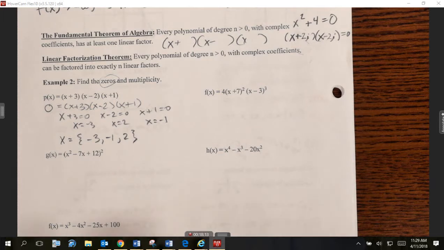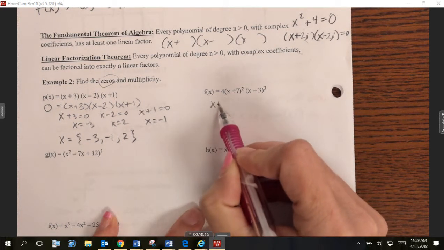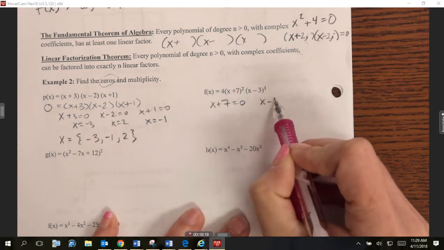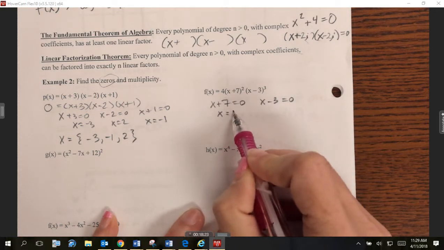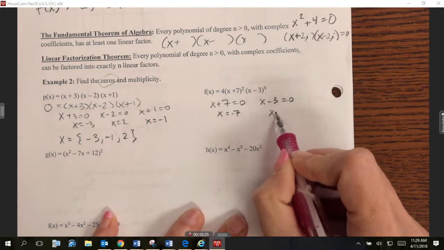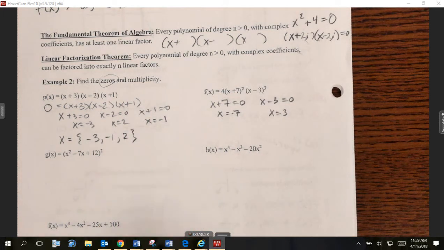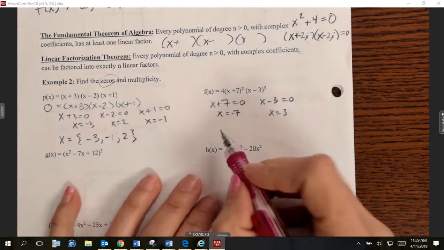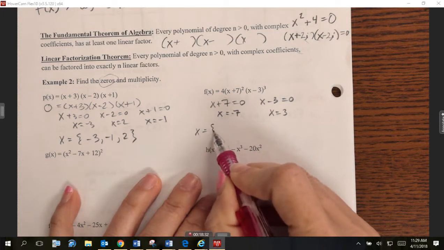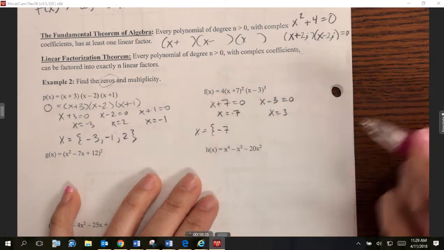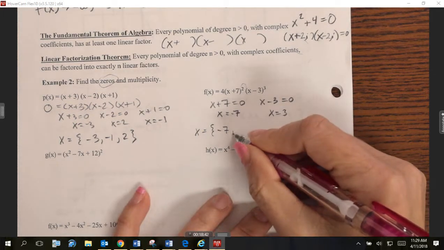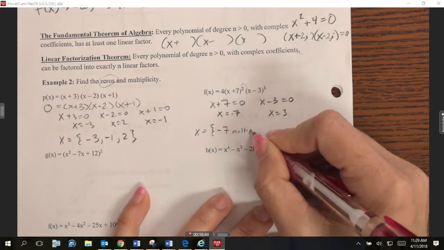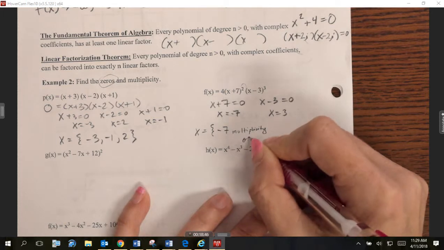Okay. So I'm just going to set x plus 7 equal to 0 and x minus 3 equal to 0. I'm not worrying about those exponents yet. So I get x equals -7 and x equals 3. So my zeros, we have 1 at -7. However, because it was squared, we actually have how many at -7? 2. So this has a multiplicity of 2.